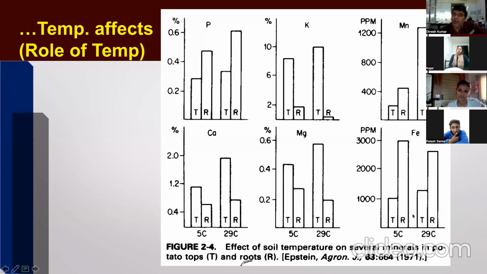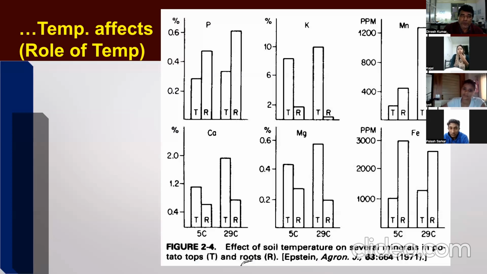But compare the two temperatures. Compare the top at 5 degrees centigrade, it is low. It is low in top, but if you increase the temperature, the concentration is higher in the top at 29 degrees centigrade. But if you see the root part, it is more at 5 degrees centigrade. Iron is more at 5 degrees centigrade in root than in shoot. Then at 29 degrees centigrade, compare root to root, RR, and then TT. So you can find some differences.